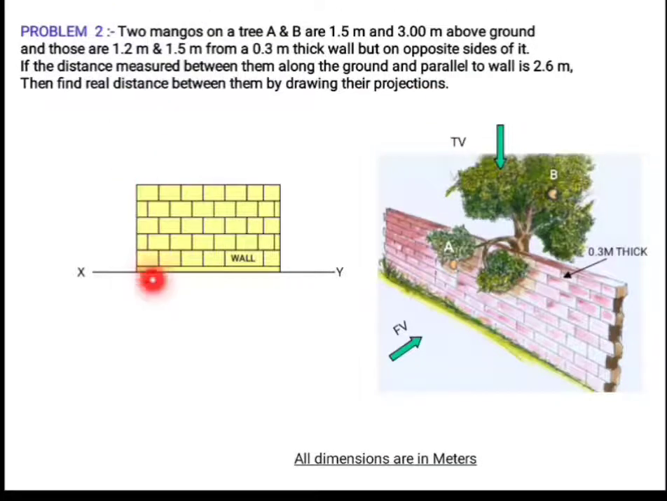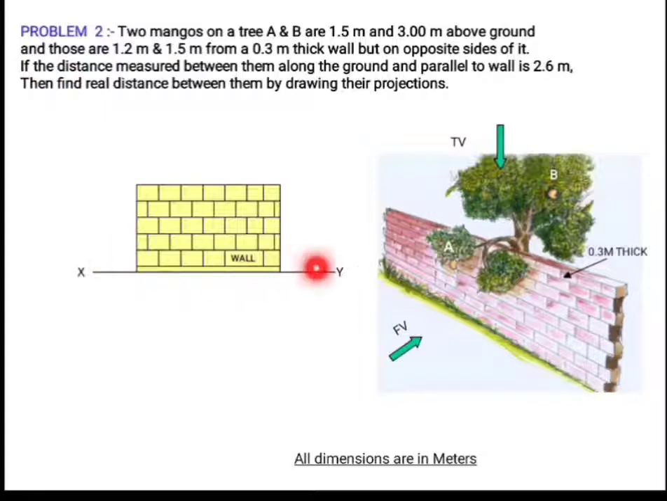Here, the wall can be represented by a rectangle in the elevation. Okay. The mangoes A and B on the tree are considered to be the two ends of a straight line AB. And the position of end point A is 1.5 meter and position of end point B is 3 meter above ground.